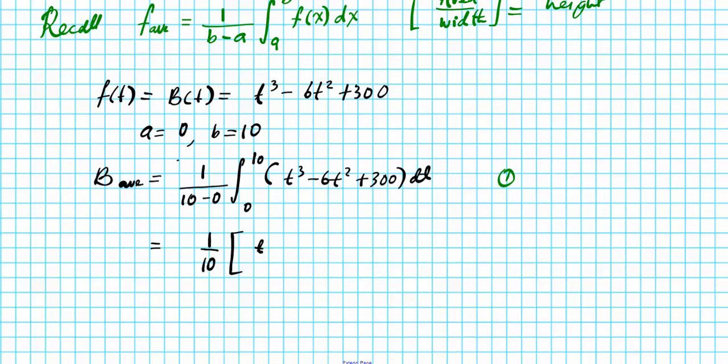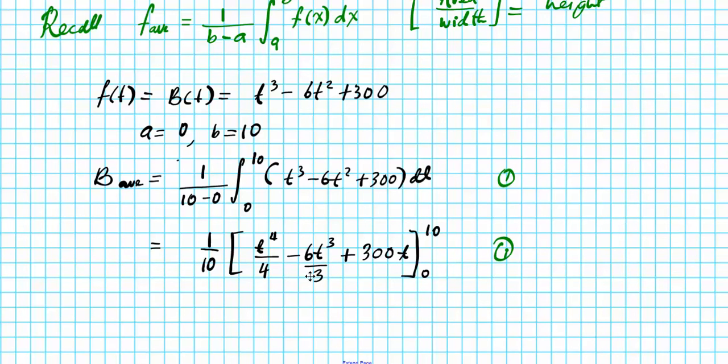We're going to have t to the fourth over 4 minus 6t to the third over 3 plus 300. You just add the t on there to it. Okay, this is evaluated from 0 to 10. So if you can accurately integrate this function right here and set it up in this format, put in the limits of integration, this result earns you the second point for this problem. Okay, so this is another 1 point.